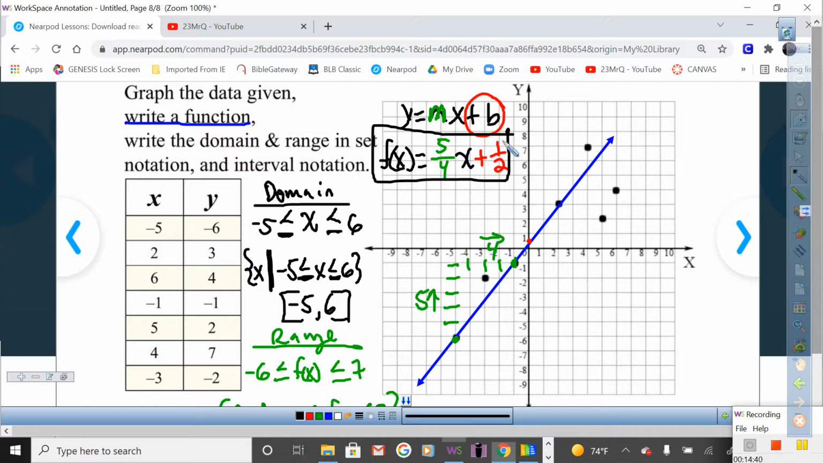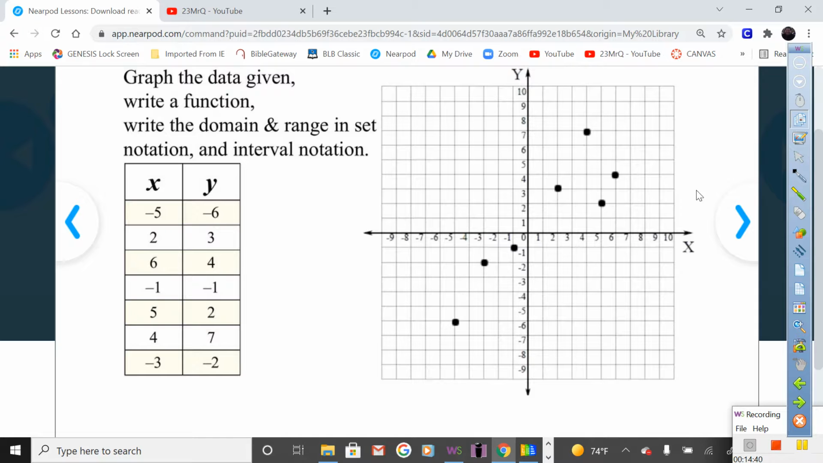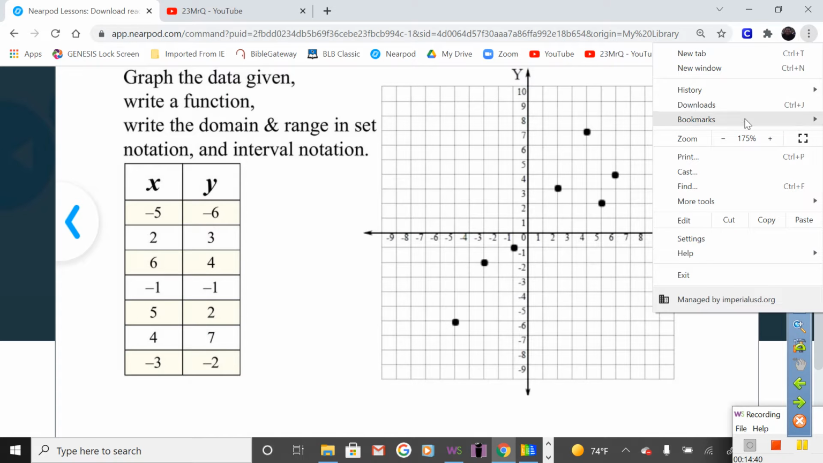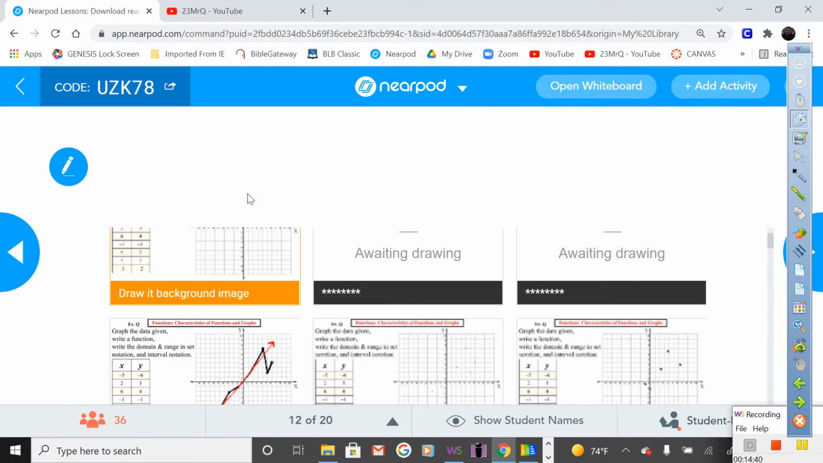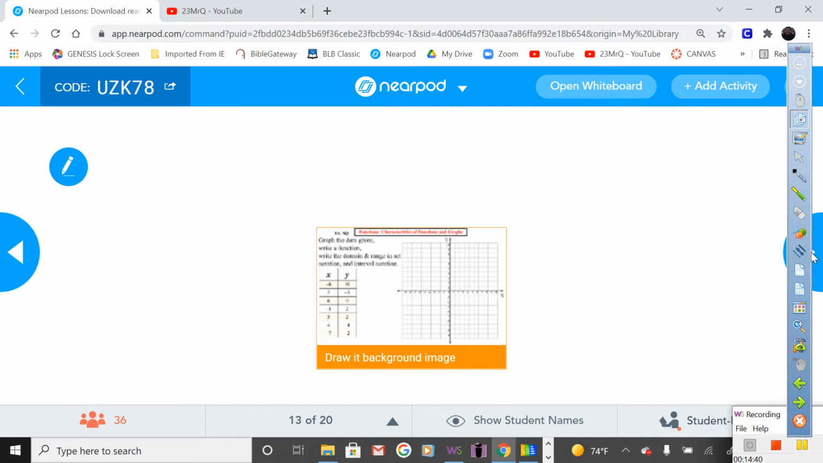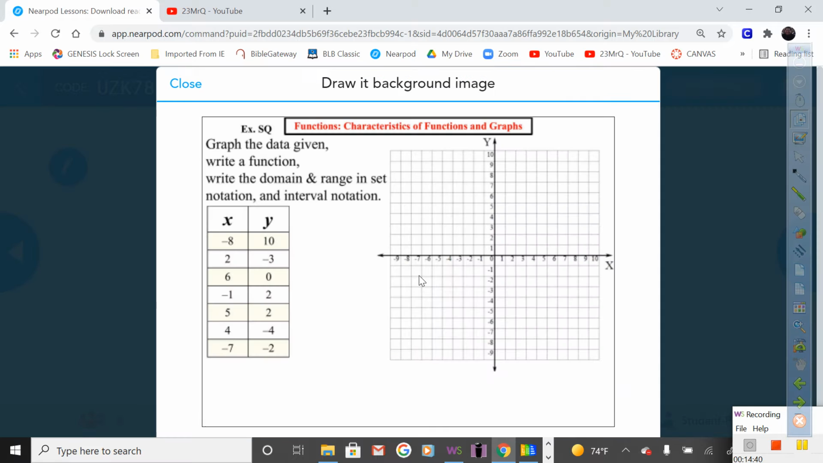Alright, I'm going to leave that one over here on the screen, but on your screen I'm going to move to the next one. And on your graph paper, do this next one by yourself. There it is. Example Super Q, and it says the same thing. Graph the data given. Write the function. You can do that at the end, but find me the domain and range and all the notations.